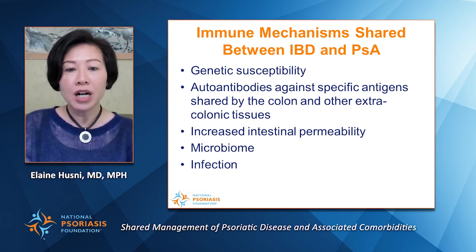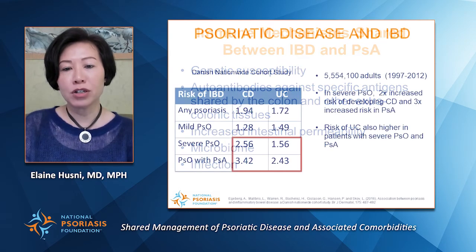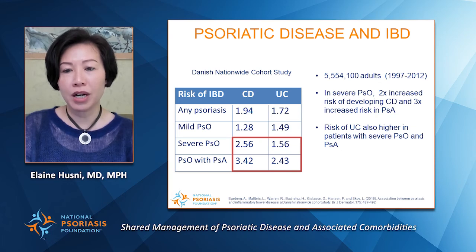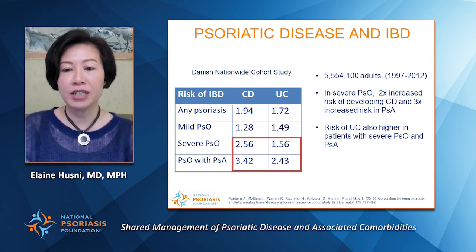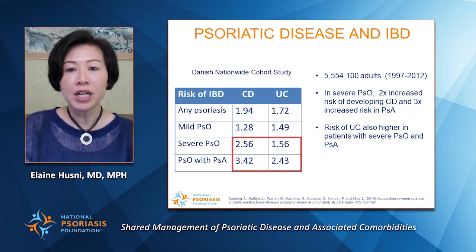So here we see that in a big cohort, once again, just to highlight that psoriatic disease and IBD can go together. And the more severe your psoriatic arthritis and psoriasis is, the higher your chance of having inflammatory bowel disease as well.